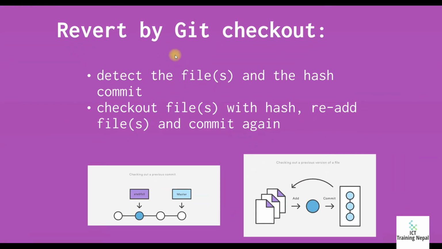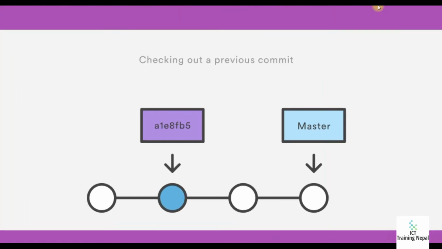Okay, so revert by the git checkout. By the git checkout, it will also revert. So detach the file and hash commit, checkout files with hash, re-add the files and commit again. So let's talk about checking out of the previous commit. You want to check out from this, and you want to check in here.